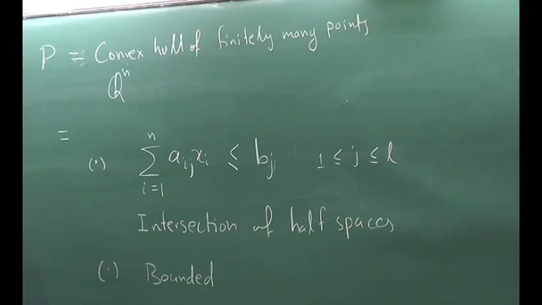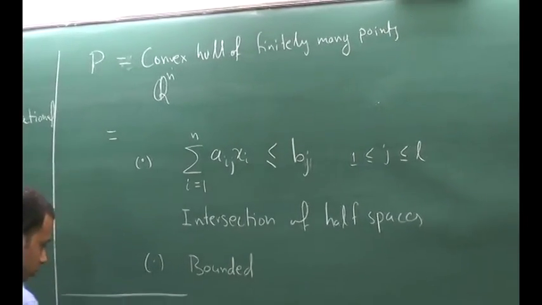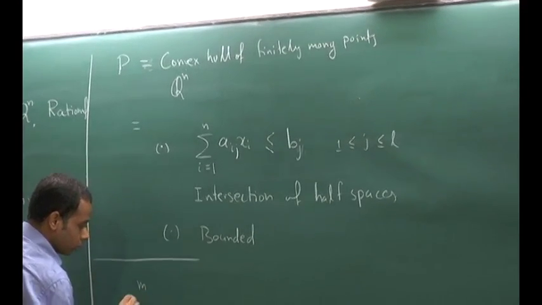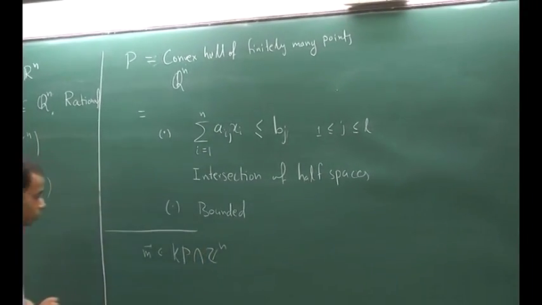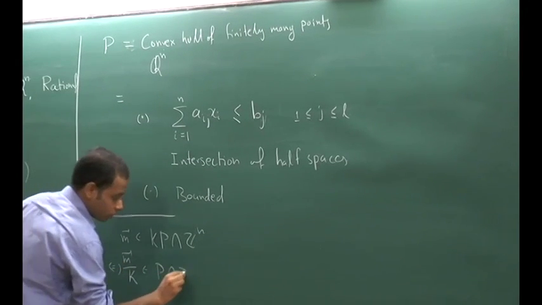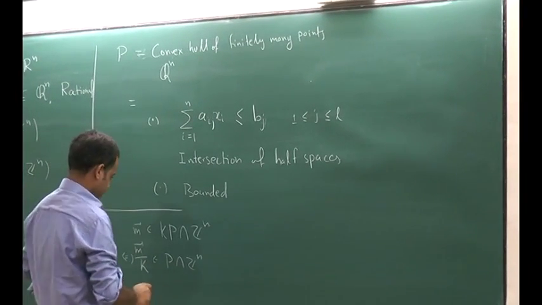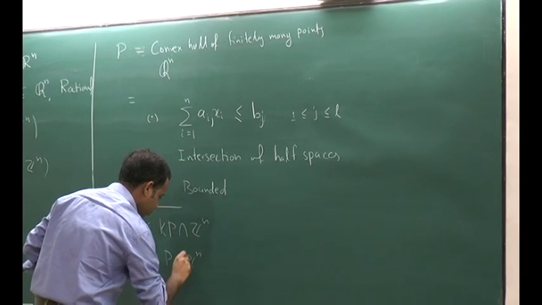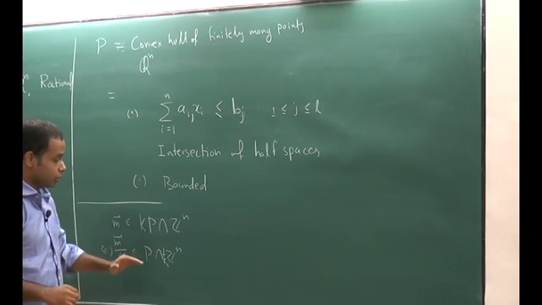Now what we want to deal with is the integral points inside KP intersection Zn. This is not exactly P intersection Z. Suppose some integer vector, say m, belongs to KP intersection Zn. This means m by k belongs to P. So actually, we are counting the rational points inside P. I'll come to this more precisely.